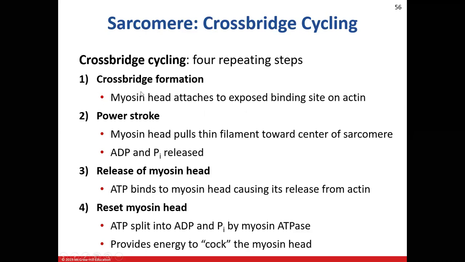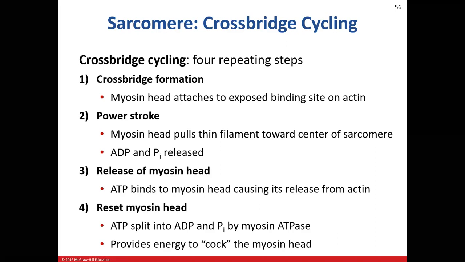In the cross-bridge formation, the myosin head attaches to the exposed binding sites on the actin molecule. After we form that cross-bridge, we pull the thin filament. The myosin heads pull the thin filament toward the center of the sarcomere, and this decreases the distance of the H zone. At this point, ADP and inorganic phosphate are released.